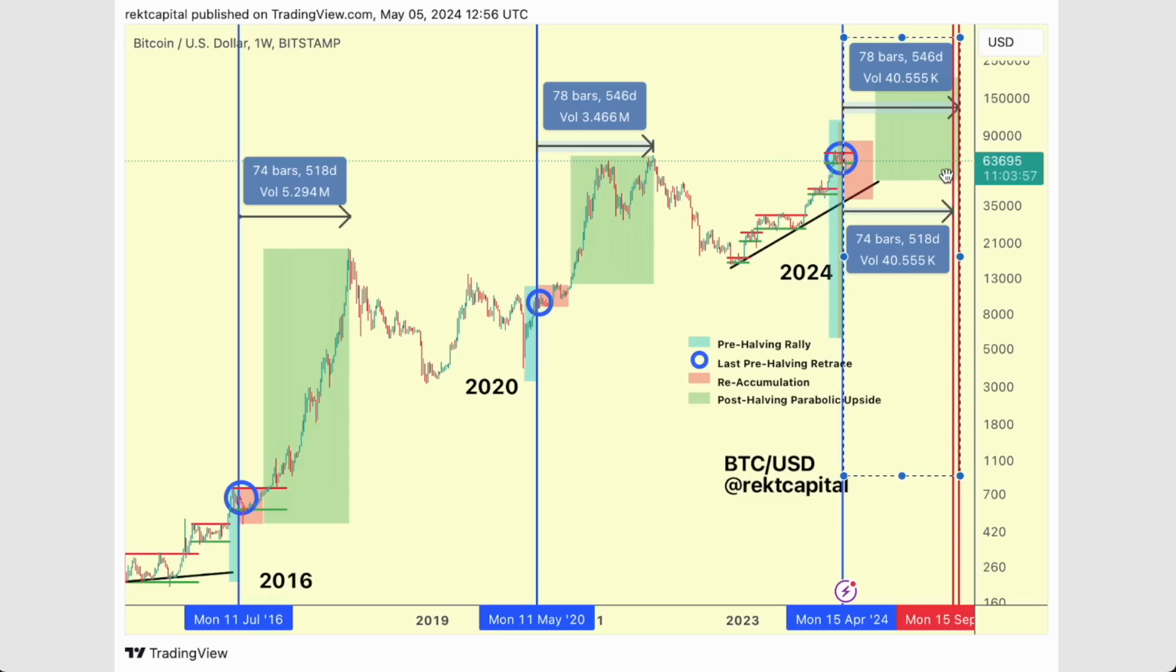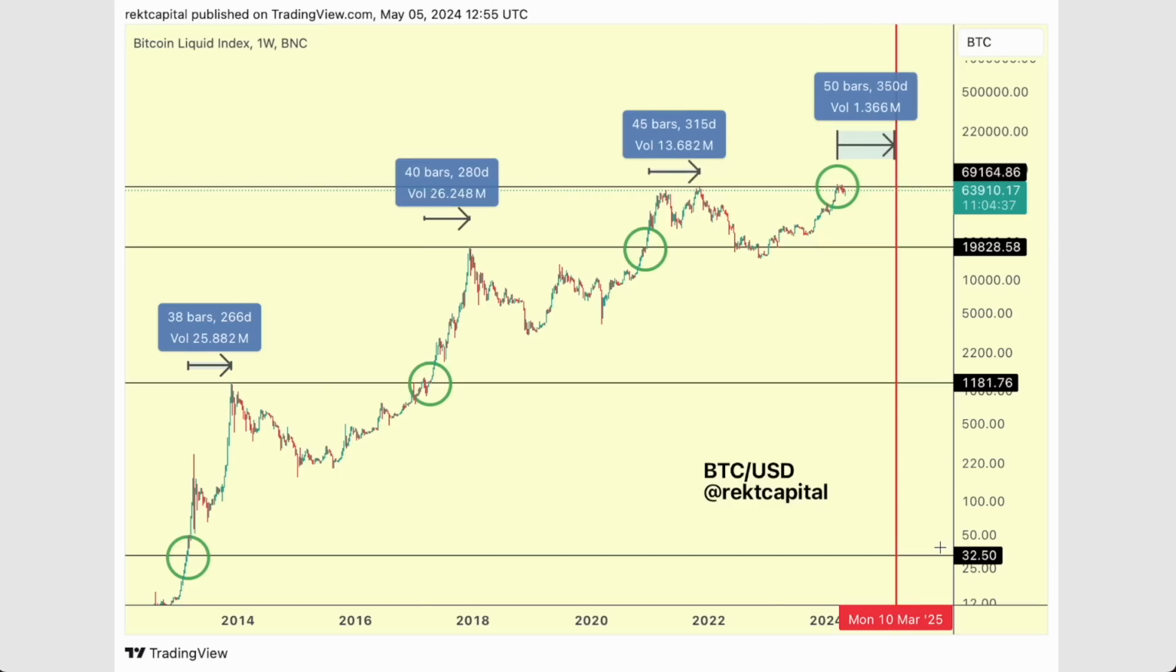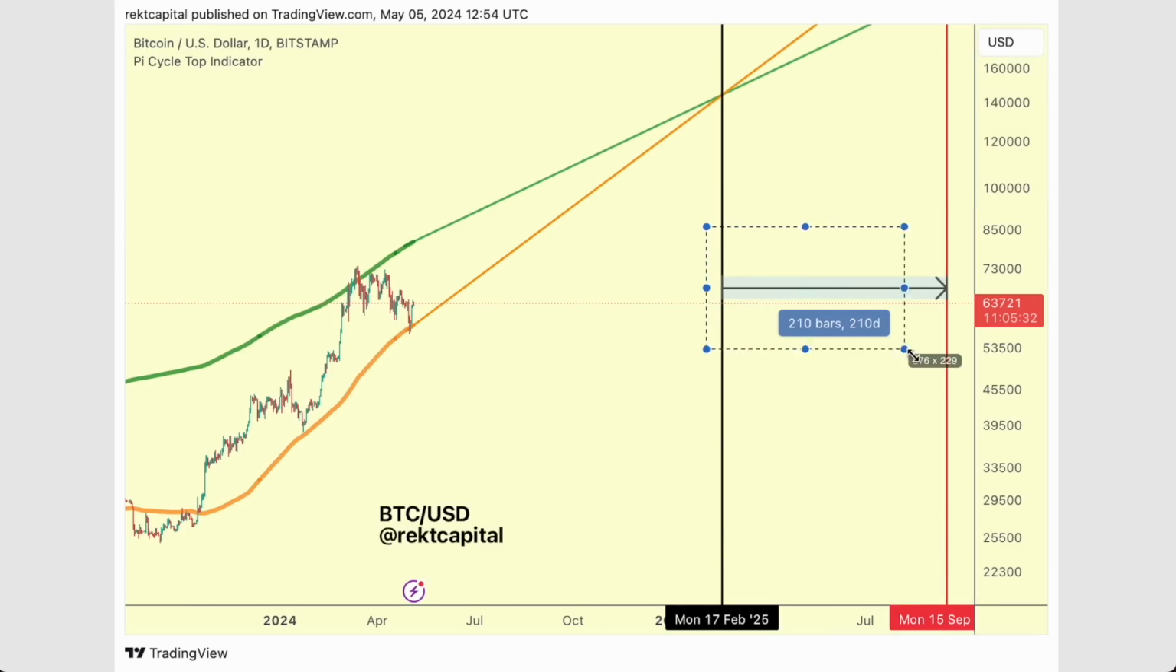So if we were to see a repeat of history, whether it's 518 days or 546 days, that gets us to mid-September or mid-October 2025. So once again, it does go back to that acceleration. How much more will we accelerate in this cycle? Because at the moment we are decelerating as a result of this consolidation range. The longer it consolidates, the less and less we accelerate in this cycle.